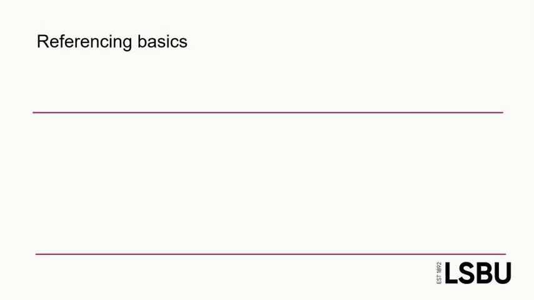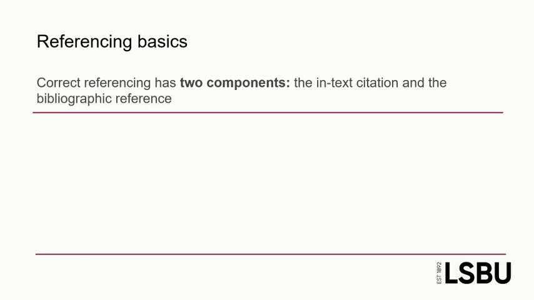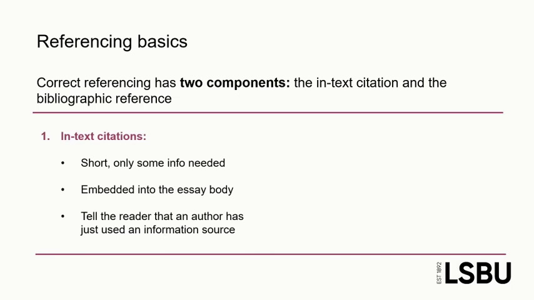Okay, now let's look at how we reference and therefore how we avoid plagiarism. If you remember one thing from this session, it should be this. Correct referencing has two components: an in-text citation or an in-text marker, and the full bibliographic reference, which typically appears at the end of the essay or might be included as a footnote at the bottom of the page in some referencing styles.